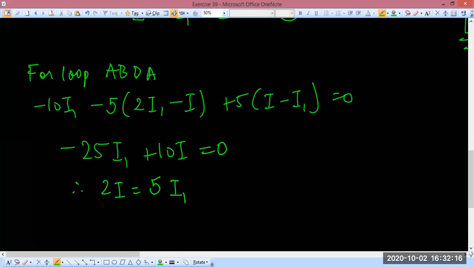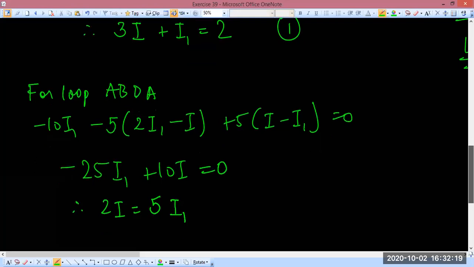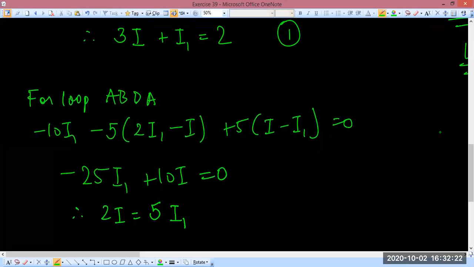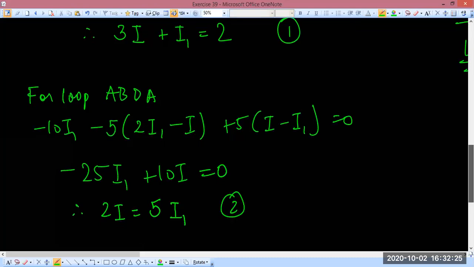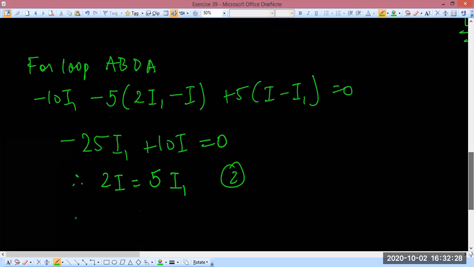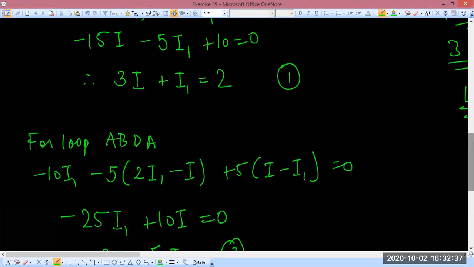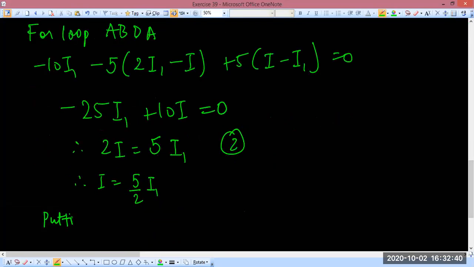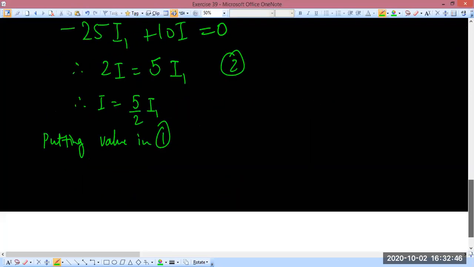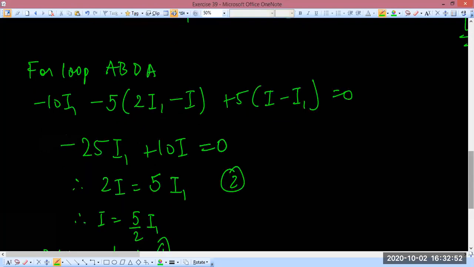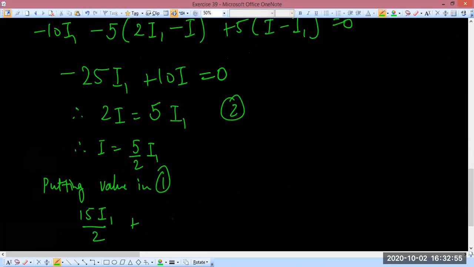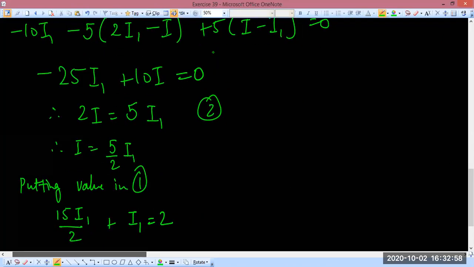Okay, so I'm sure you all realize that this is a fairly simple equation compared to what you would have got, right? So now you put I is equal to 5 by 2 I1 in 1. Okay, so putting value in 1, તો શું છે 3I છે ને, એટલે 15 I1 by 2 plus I1 is equal to 2. આવું આવ્યું. Okay, I'm going to do it here.